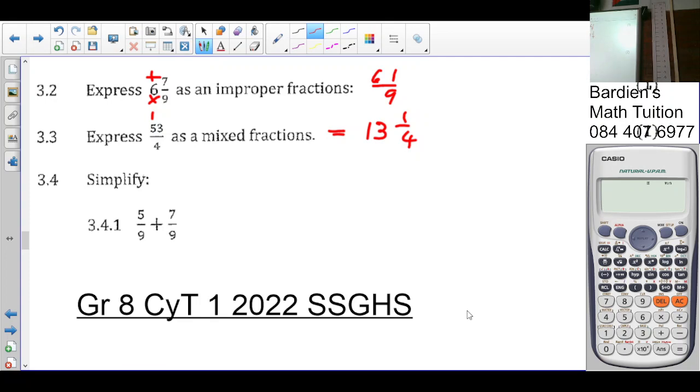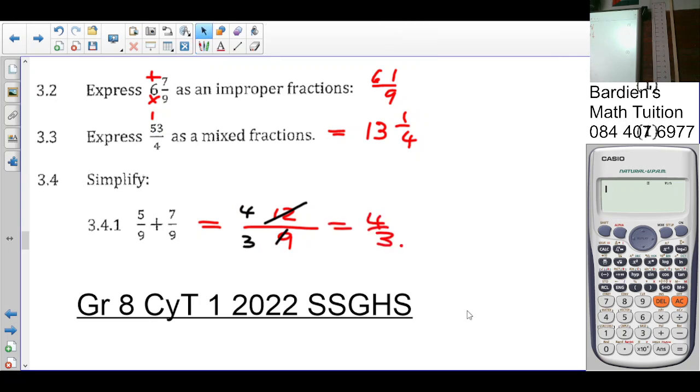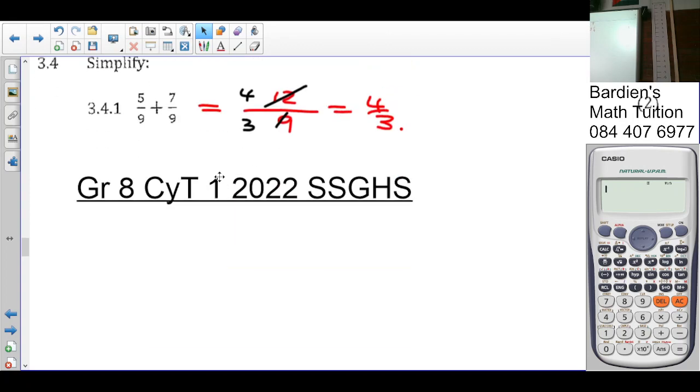The next one I ask you to simplify. Are the denominators the same? Yes, it's going to be 9. 5 plus 7 is 12. So any number that goes into 9 and into 12 without remainder? 3. Yes, 3 goes into 12 4 times, and 3 goes into 9 thrice. So it's going to be 4 over 3. Alright.